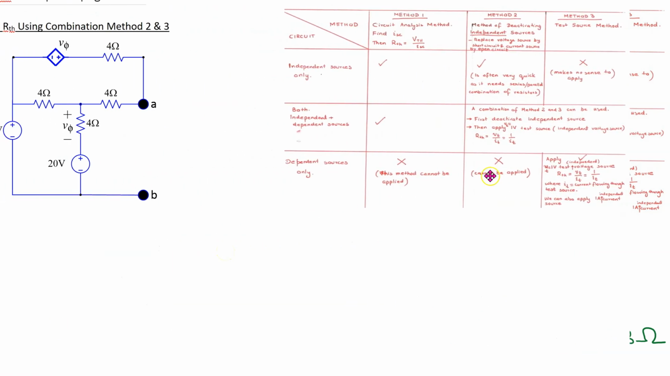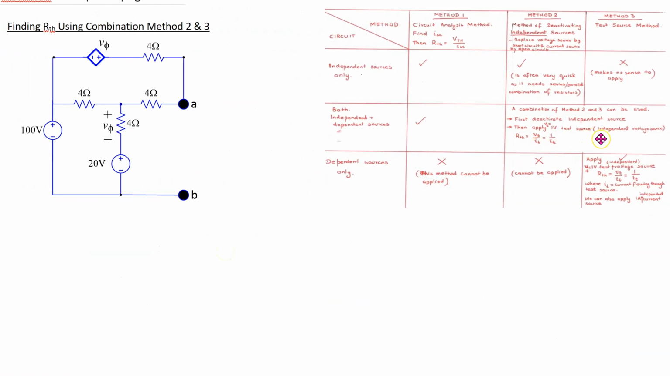We can also use a combination of methods 2 and 3 to find the Thevenin resistance. This method says first deactivate independent sources and then apply a test source and find the ratio Vt over It to get the Thevenin resistance. So first we need to deactivate the independent sources.